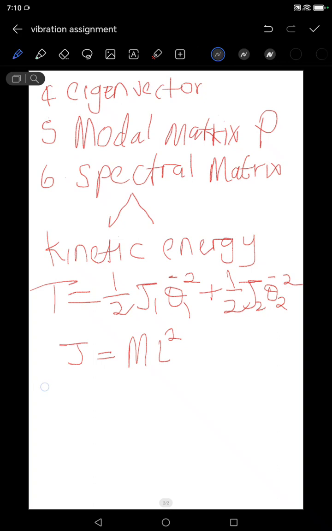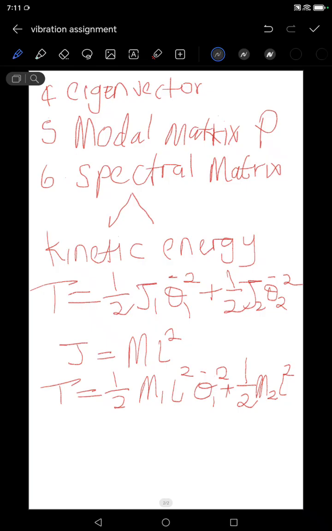So our kinetic energy is going to be half m1 l squared theta dot 1 squared plus half m2 l squared theta dot 2 all squared. Okay, so our kinetic energy is going to look like this: half ml squared theta dot 1 squared plus half ml squared theta dot 2 squared, because we have what? Two masses. We have mass 1 and mass 2.